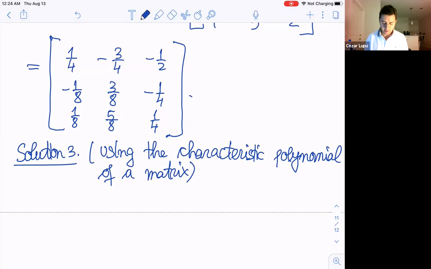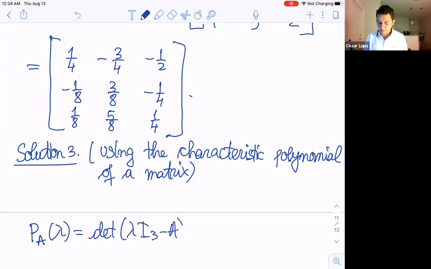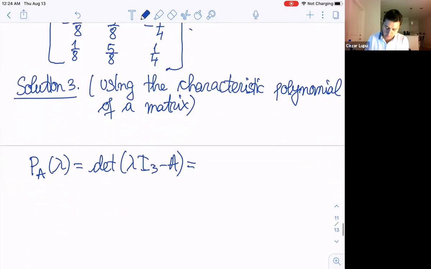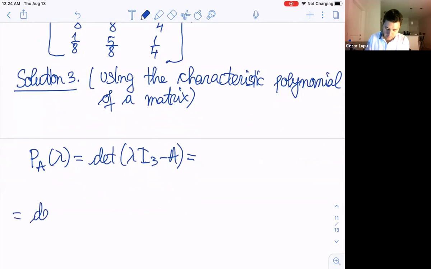And let me remind you that the characteristic polynomial of a matrix, P_A of lambda, is nothing else than just the determinant of lambda times the identity minus A. And now we can actually compute this. First, so this will be the determinant, let's write it, of the following thing.